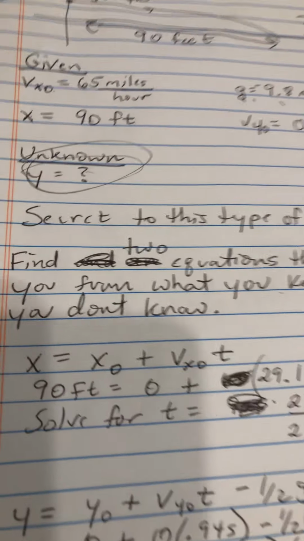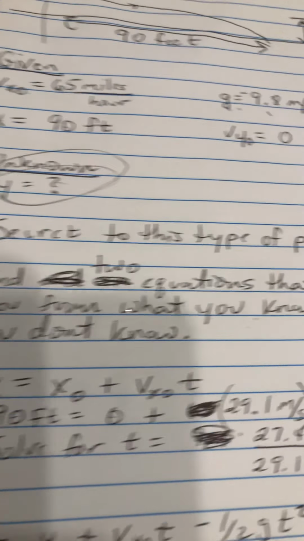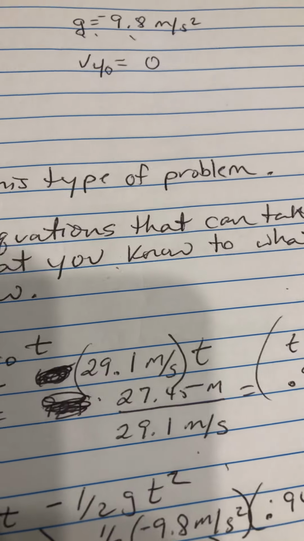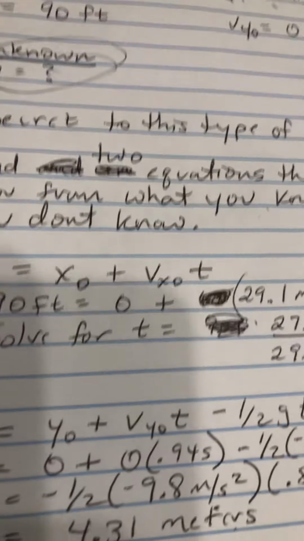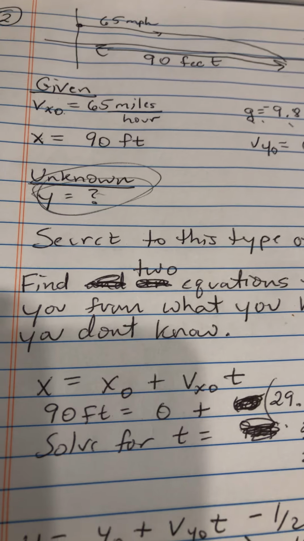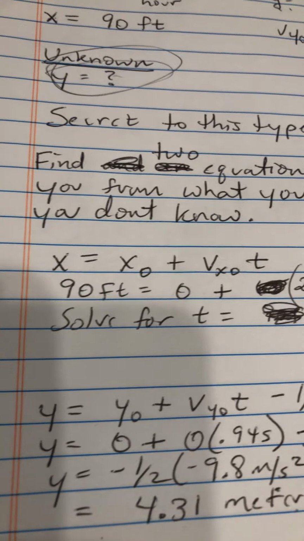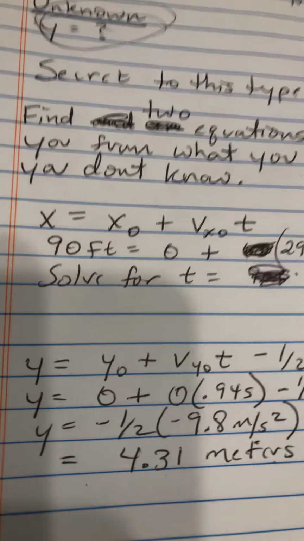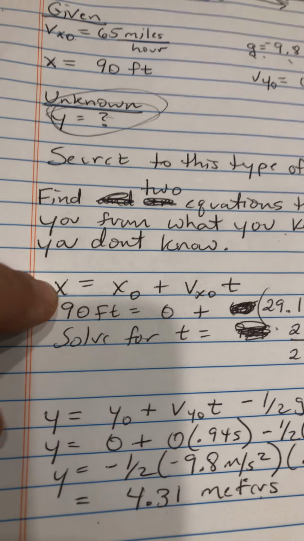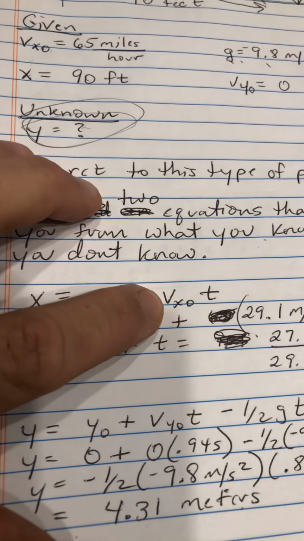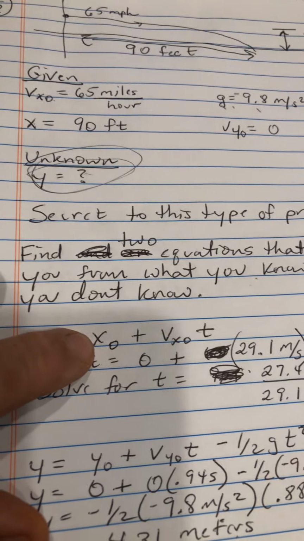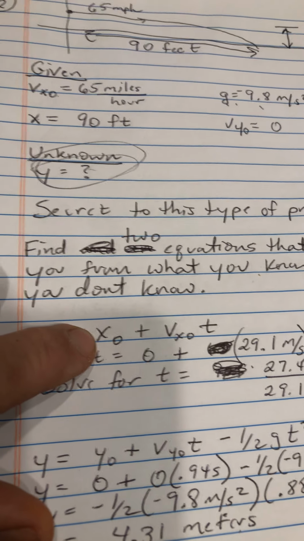Again, I apologize for the video. The secret to this type of problem is to find the two equations that can take you from what you know to what you don't know. I know that sounds strange, but there's not really one equation that's going to get you to the answer on this one. So what I did was I used this equation right here because I know X, I know initial velocity in the X direction, and I know my initial X. We're going to treat that as 0.